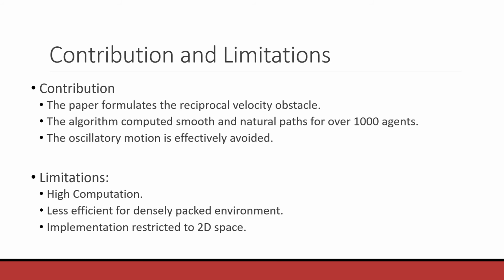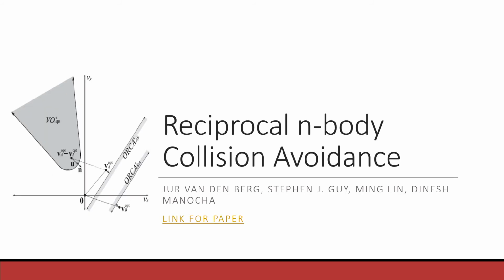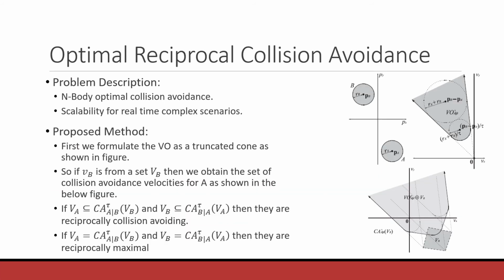So let's jump into the next paper regarding the optimal reciprocal collision avoidance, or n-body collision avoidance. And this majorly tackles the issue of the optimality of the reciprocal collision avoidance. So majorly in this paper, the author tackles the issue of n-body collision avoidance, and it is an extension of the reciprocal collision. To tackle this, the paper first defines a velocity obstacle as a truncated cone.